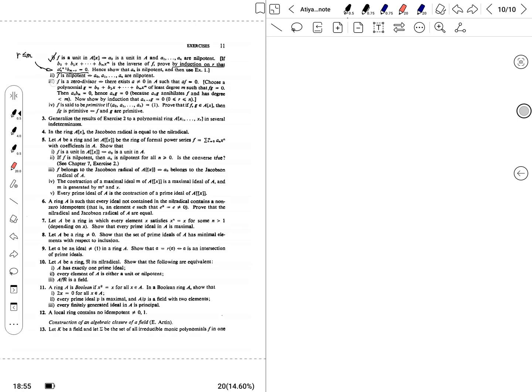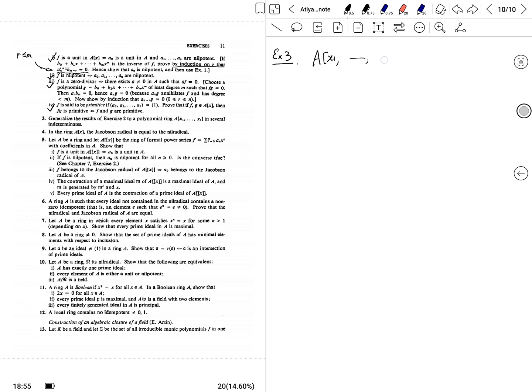So I have proved this exercise. So let's look at exercise 3. Generalized results from one variable to a polynomial ring with several indeterminants. Let's say there are n indeterminants. So the first result would be, let's first describe the question.